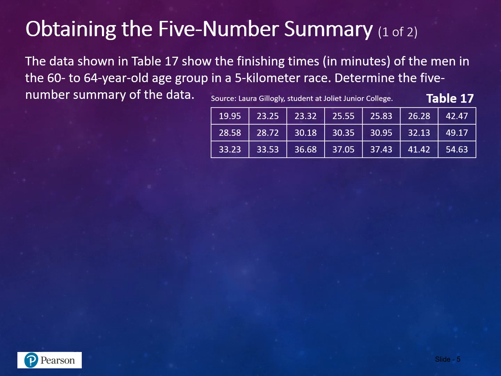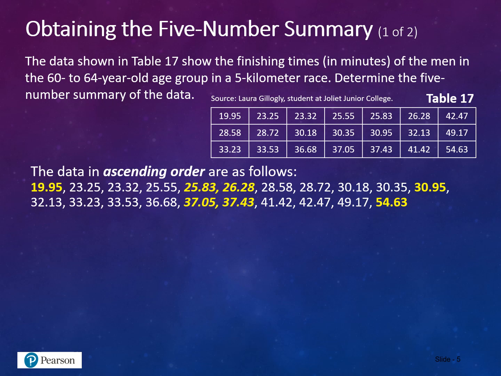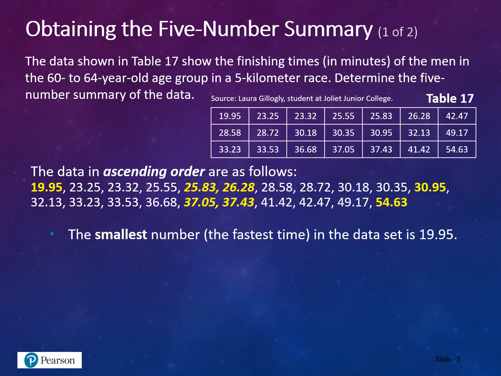So let's look at how we do this. The data shown in Table 17 shows the finishing time in minutes of the men in the 60 to 64-year-old age group in a 5K race. Determine the 5-number summary of the data. So the first thing we want to do is put the data in ascending order, and we can see it here. Remember, the first value is the smallest number, which in this case would be the fastest time in the data set, and that's 19.95. It's really easy to find when we put it in ascending order. It's the first data point.